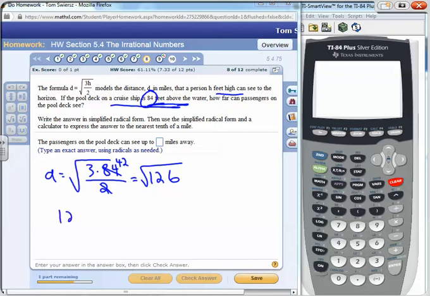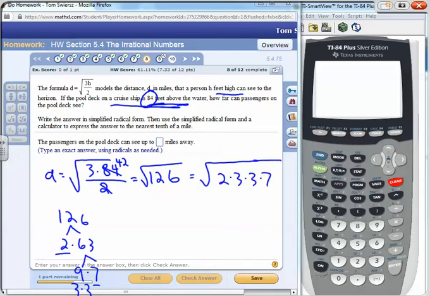So 126 is 2 times 63. 63 is 9 times 7, and 9 is 3 times 3. So the prime factorization of 126 is 2 times 3 times 3 times 7. Remember the rule, if it occurs twice, it's a perfect square. So 3 times 3 is 9, square root of 9 is 3. The 3 comes out, the 2 and the 7 are left, so we multiply them and we get 3 times the radical 14.